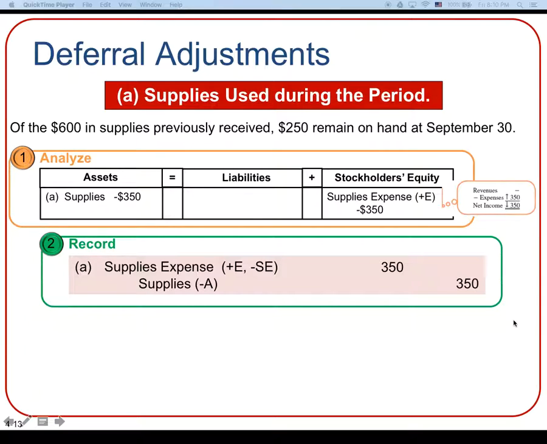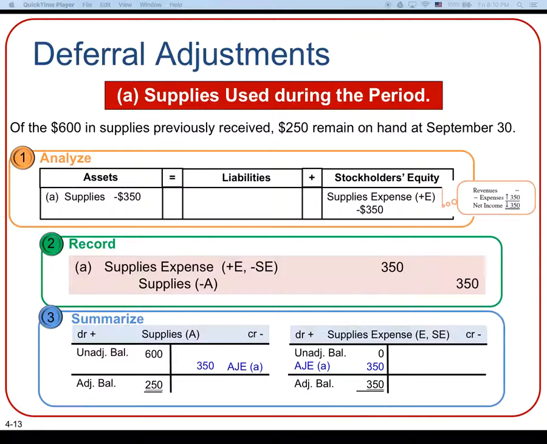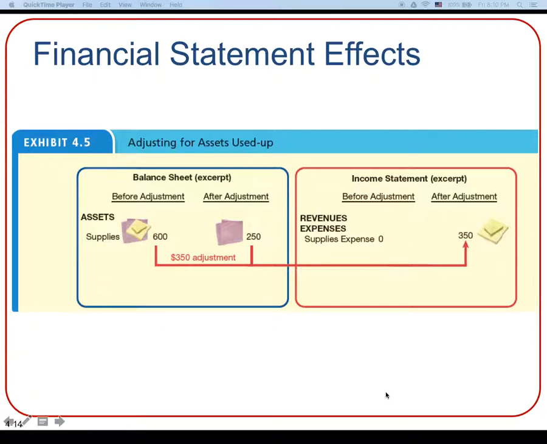That's what we call what? Deferral adjustment. Okay, this is how the T account looks. And then what are the financial statement effects? The financial statement effects would be this $350 adjustment to your balance sheet, right? Because on your balance sheet now, the balance of your asset is reduced by $350, it became $250. On the income statement, you should have an increase of $350 to your expense.